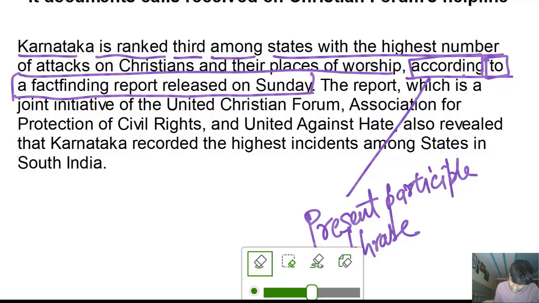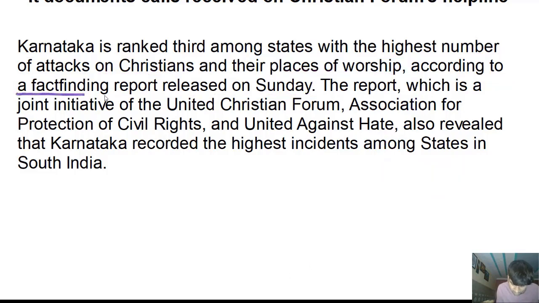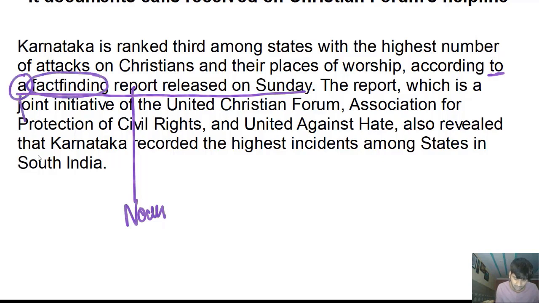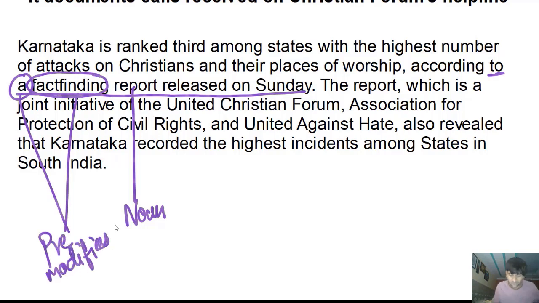Now understand this. A fact finding report released on Sunday, which is the object of the preposition to, is a noun phrase. Report is the main noun. A and fact finding are pre-modifiers, because they're coming before the noun and modifying it. A report, one report, fact finding, which is intended to find facts, which finds facts. Released on Sunday, which was released on Sunday. A report that was released on Sunday.